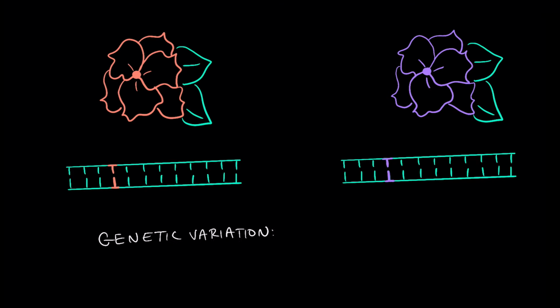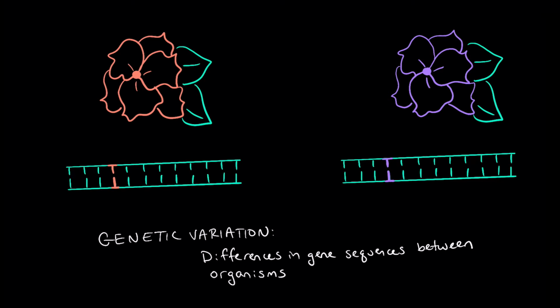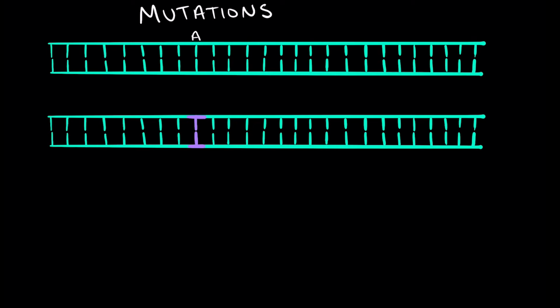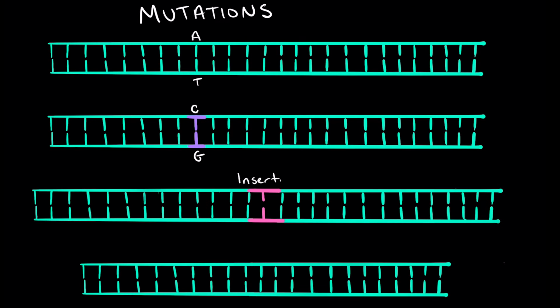Genetic variation is a term that covers differences in gene sequences between organisms. The 2 main sources of genetic variation are sexual reproduction and genetic mutations. Let's talk about mutations first. Mutations are really just typos in the DNA sequence. They can be swapped nucleotides, like a C here instead of an A, or a small insertion or deletion of base pairs. This can happen when cells replicate their genome to make new cells.